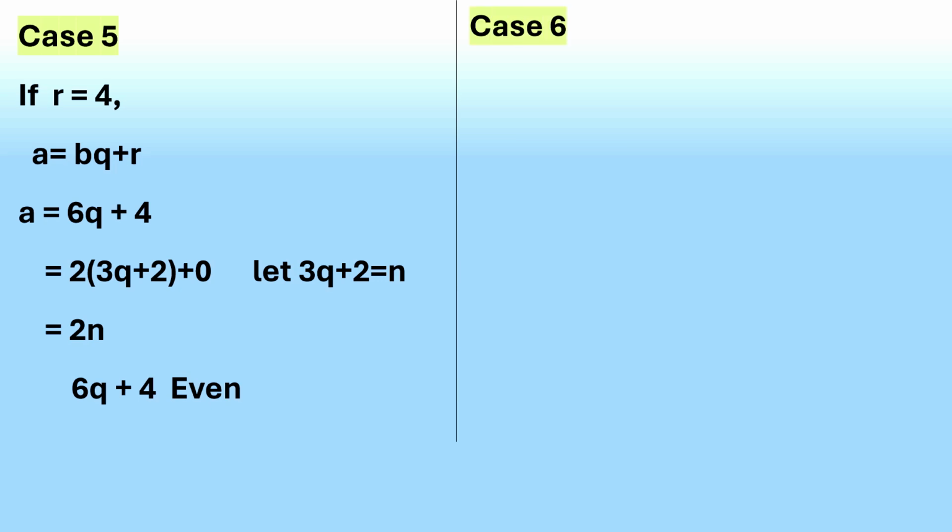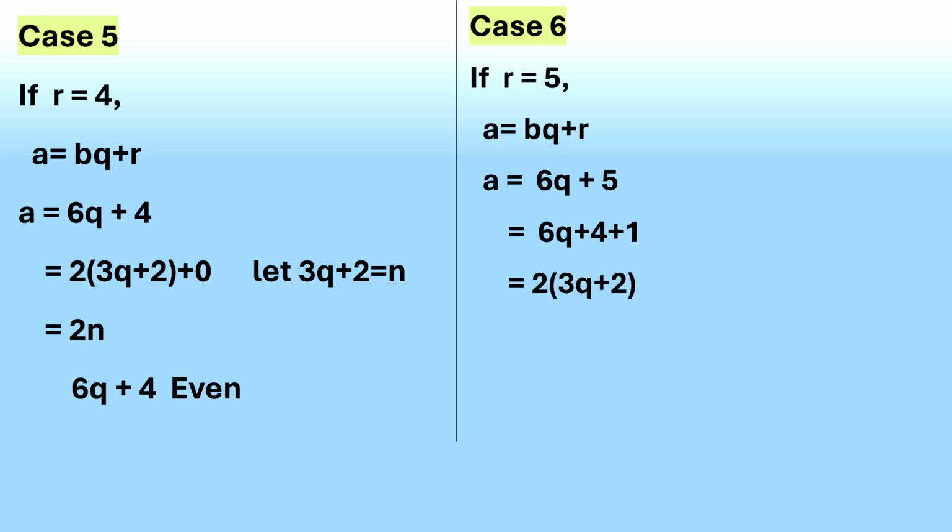Now case 6. If r is equal to 5 and apply Euclid division lemma, a is equal to bq plus r, now we'll get a is equal to 6q plus 5. Here expand 5 like 4 plus 1. Then we'll get 6q plus 4 plus 1. Now here take 2 common from them. Then we'll get 2 into 3q plus 2 plus 1.